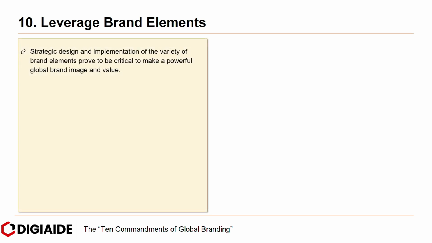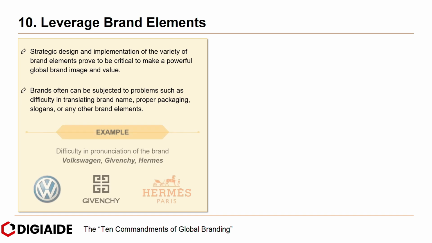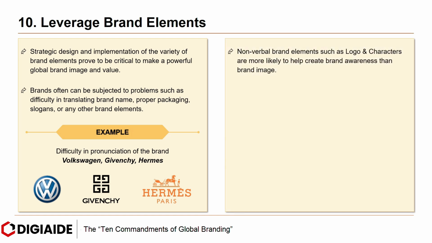And finally, the 10th commandment, leverage brand elements. Strategic decision and implementation of the variety of brand elements prove to be critical to make a powerful global brand image and value. Brands often get subjected to problems such as difficulty in translating brand name, proper packaging, slogans, or any other brand elements. The example in this case is the difficulty in the pronunciation of the brands Volkswagen, Givenchy, and Hermes.